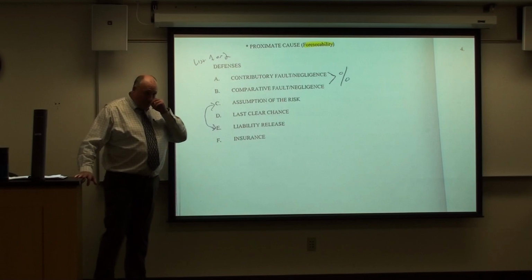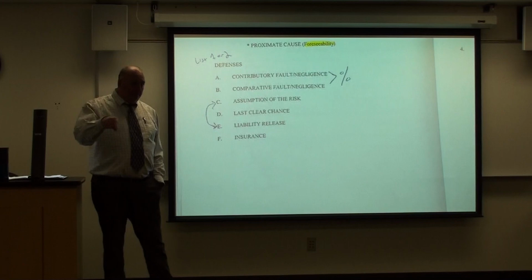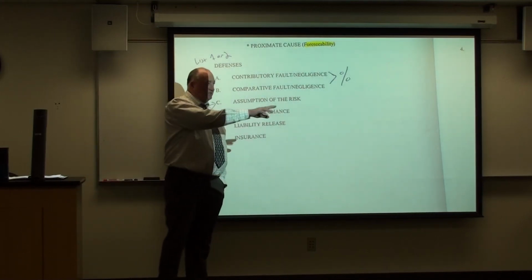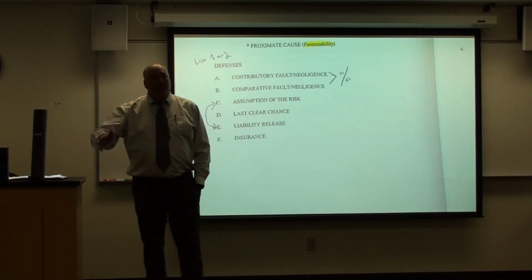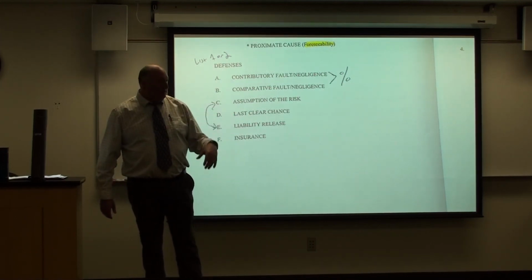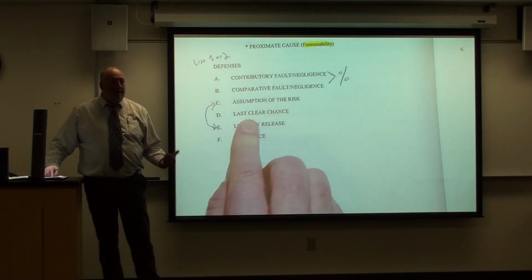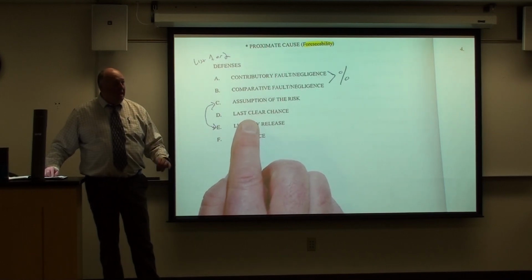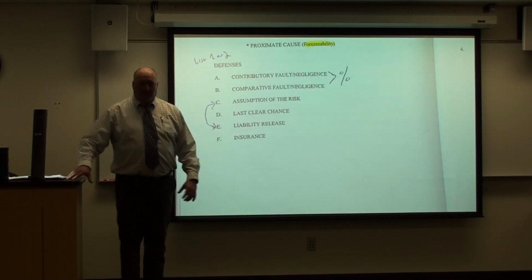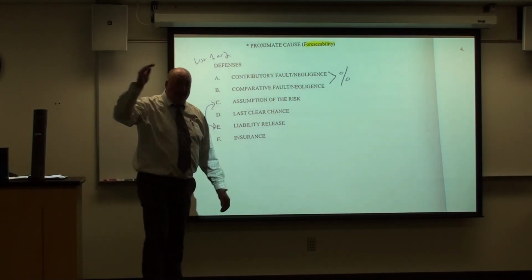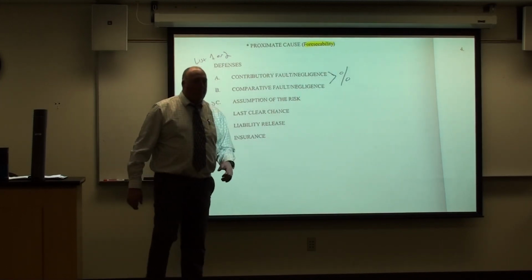All right, letter D, last clear chance. So this is the idea that somebody gets hurt, somebody else is negligent. Let's say you're a pedestrian in a crosswalk, and I'm driving down the road and I don't see you, and you see me coming. Yes, I'm negligent, but you could have gotten out of the way. You had the chance to avoid being hurt, but you didn't take that chance. You basically froze up. You see me coming, you freeze, I splatter you.